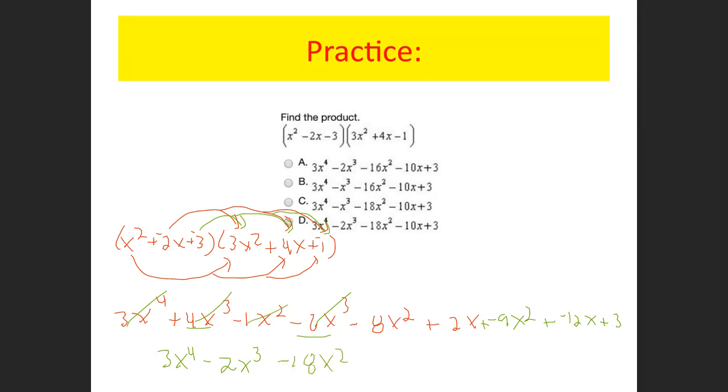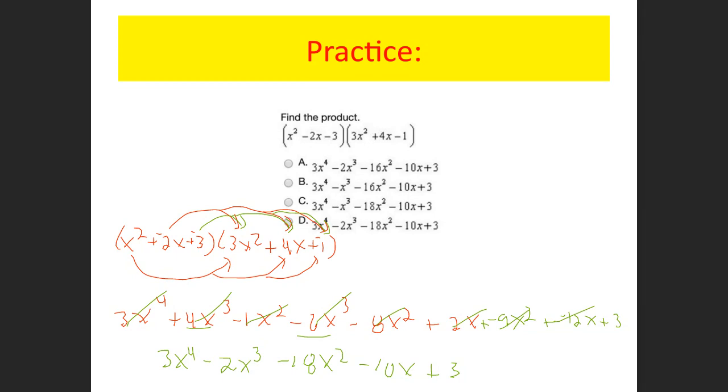So those terms I used up. Now I've got a 2x and a negative 12x. That gives me negative 10x and plus 3. Whew, that's a lot of work. It's not difficult work, but you have to be real careful that you don't miss a term. And that's where most people mess up. They'll miss a term in there, and then it makes things real difficult.